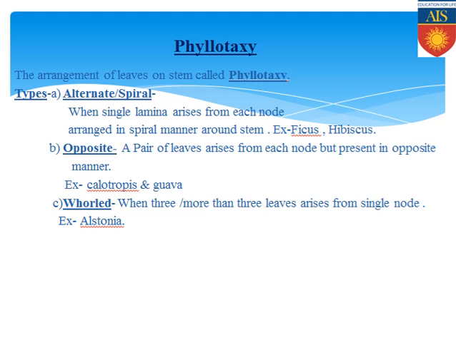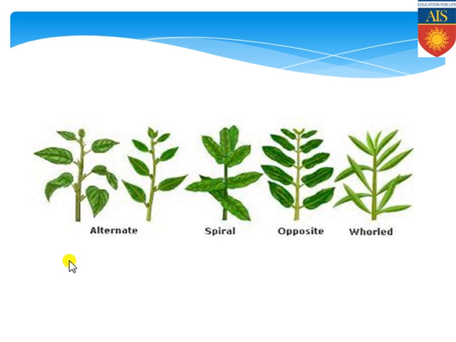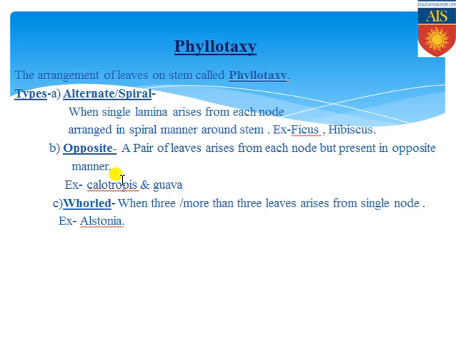Alternate or spiral phyllotaxy is a type of phyllotaxy where a single lamina arises from each node. Single lamina, single leaf will be arising from each node, and those leaves are arranged in a spiral manner around the stem. So you can see this figure. This is the alternate phyllotaxy. You can see from each and every node a single leaf is arising, and the leaves are actually arranged in such a manner that they are present in a coiled manner along the entire length of the stem. So this is obviously the alternate phyllotaxy. Example, ficus, hibiscus. In these specific plants, this kind of alternate phyllotaxy can be found.